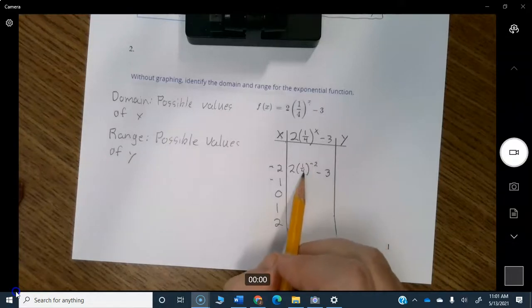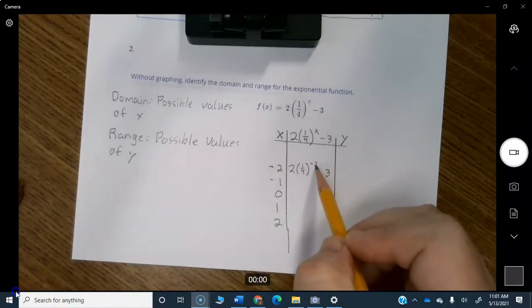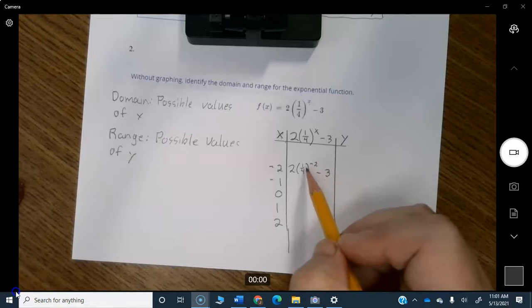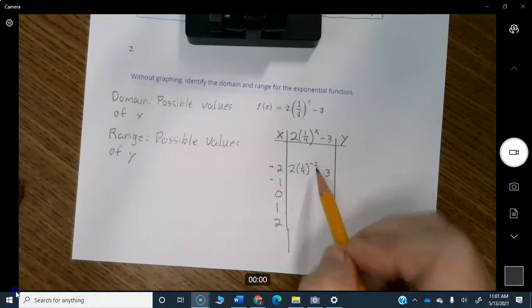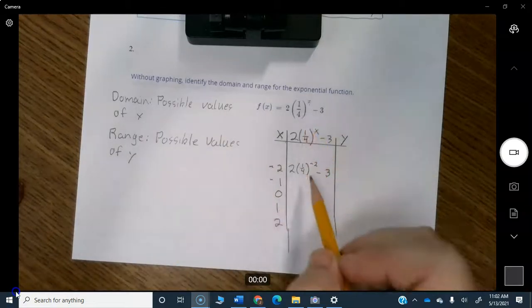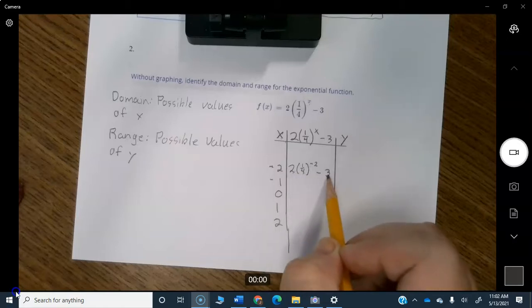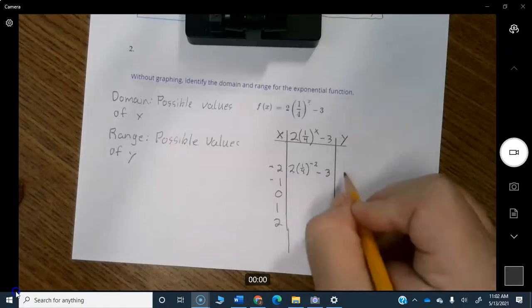A negative exponent flips. It takes the reciprocal of this number. So you're going to flip this over from 1/4 to 4 over 1, and then you're going to square it. That turns it into a positive number, so it's raised to the second power. So this is equal to 4 raised to the positive second power. That equals 4 times 4, which equals 16. 16 times 2 is 32. 32 minus 3 is 29.